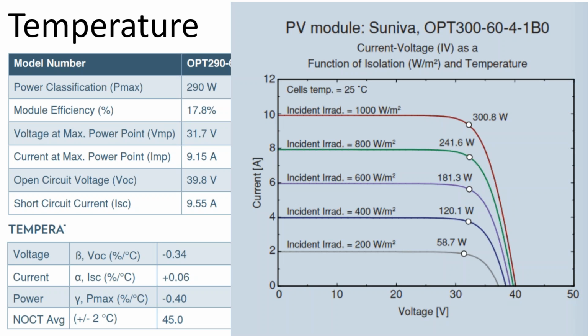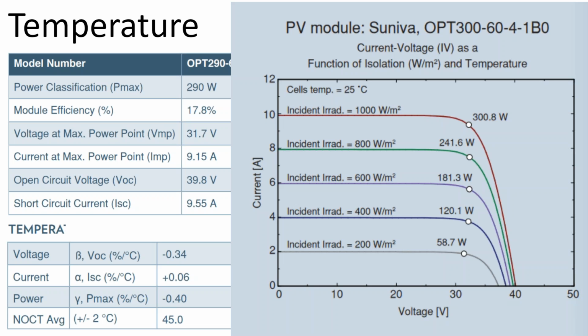Now, what we can also see is the temperature coefficient of voltage is a negative 0.34. The temperature coefficient of current is a positive 0.06. And so what that means is that the absolute value is an order of magnitude greater for voltage than current. Voltage is more impacted by temperature than current.